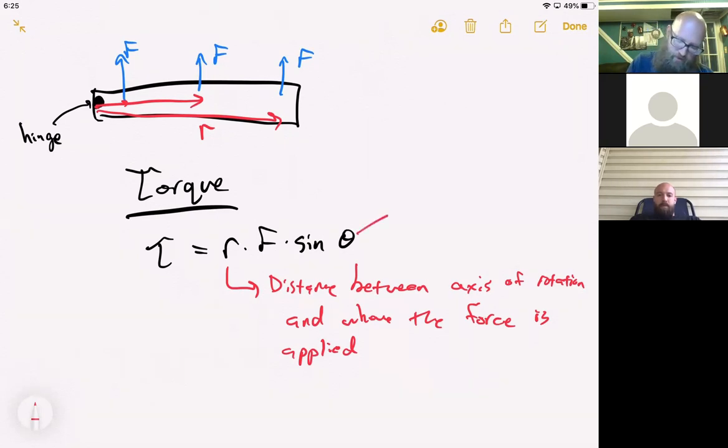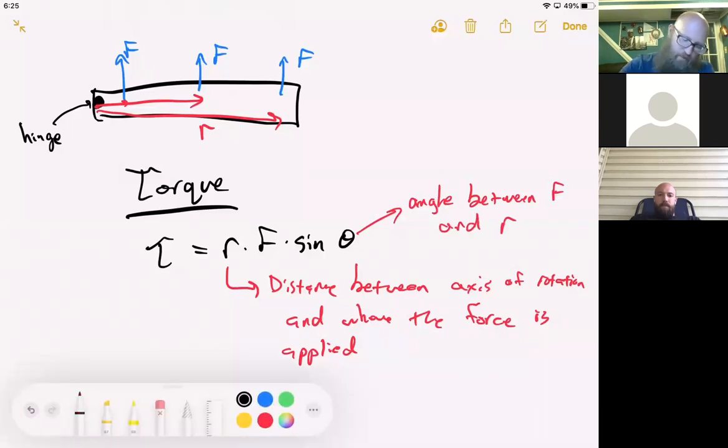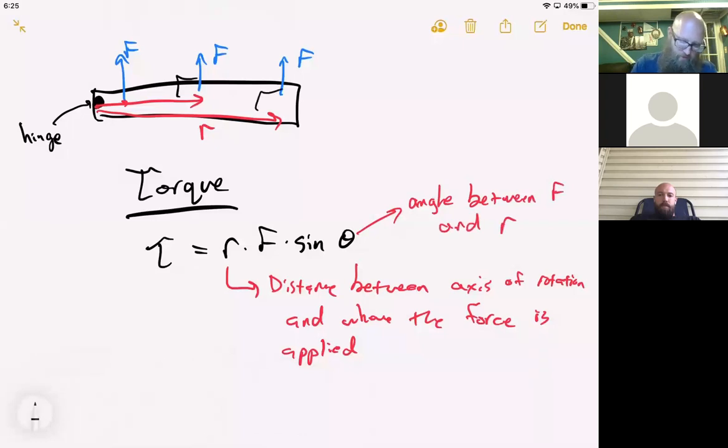And then theta here is the angle between F and R. All right, so in the picture I drew right here, that's 90 degrees, right? And if I applied a force this way, it would be 0 degrees, I guess. Yeah, I would call that 0 or 180. It doesn't matter because sine of 0 equals sine of 180 equals 0.